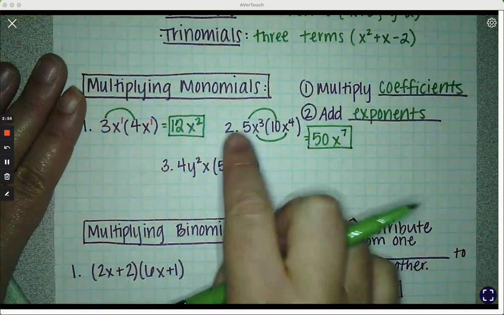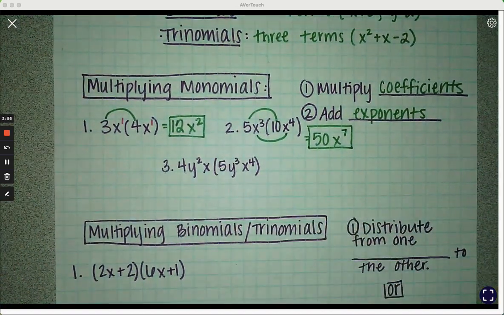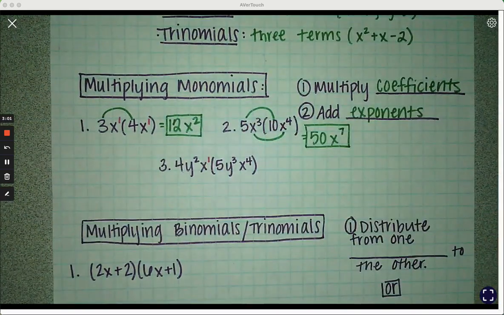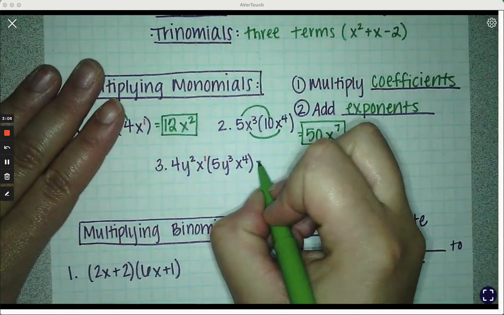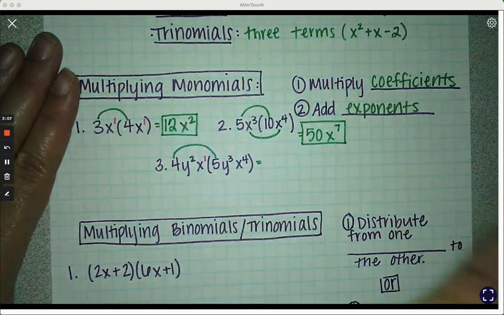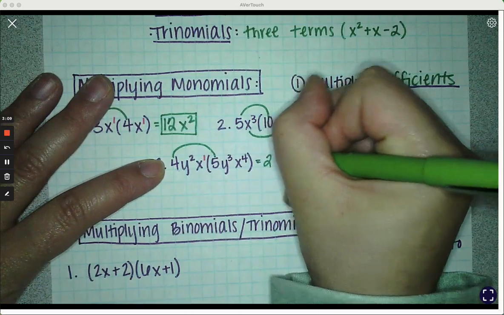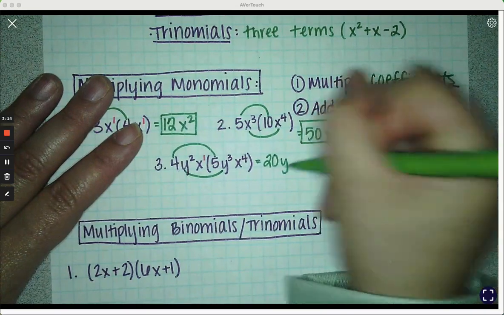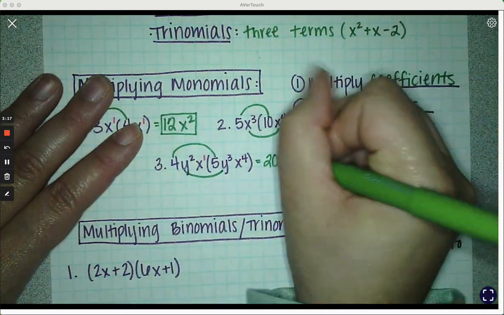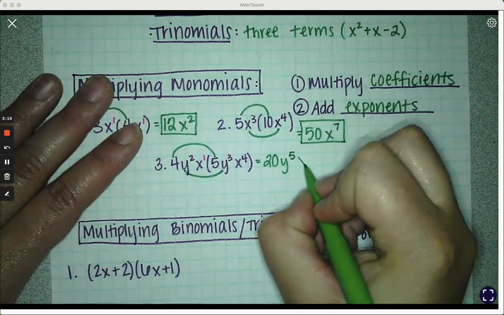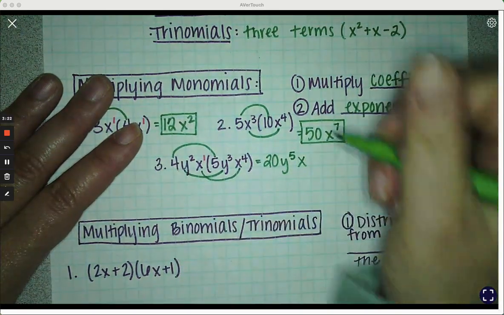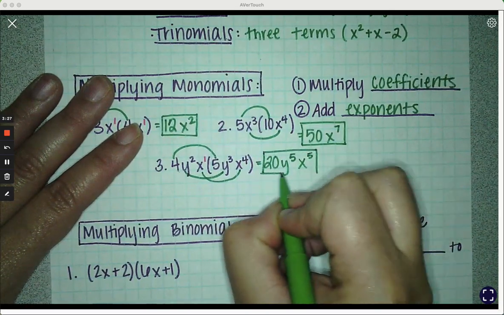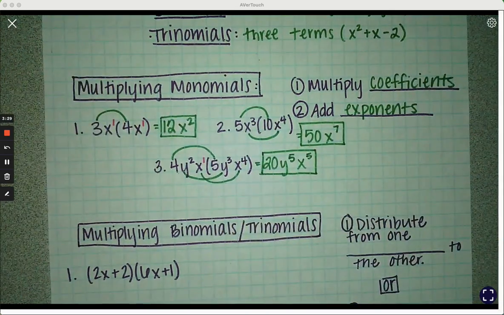Okay, last but not least, first thing I notice about this problem is that it's a little longer, but there should be an exponent there. Okay, so I'm going to go ahead and multiply my coefficients. So 4 times 5 is 20, and I'm going to add the exponents. So we have a y this time, so 2 plus 3. And I also have an x, so 1 plus 4, x to the 5th.